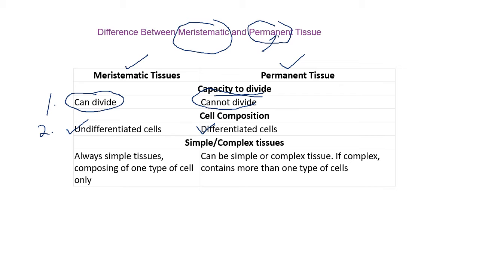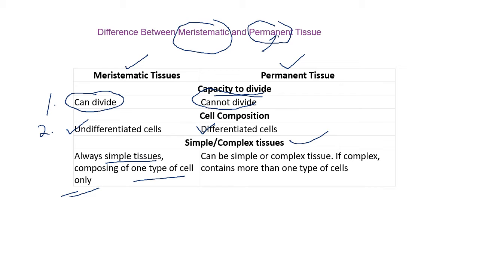Now we will look at whether they are simple or complex. If we look at meristematic tissues, they are always simple. They are composed of only one type of cell. All the cells will be similar in shape. They will have the same origin, and generally they perform the function of division. They will only divide. So they are simple. The tissue will not be a mixture of many types of cells, but a single type of cell.